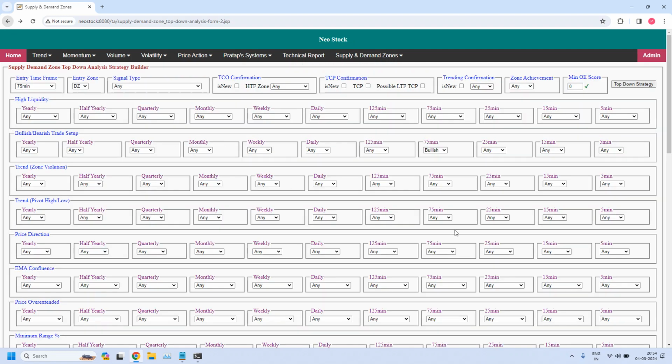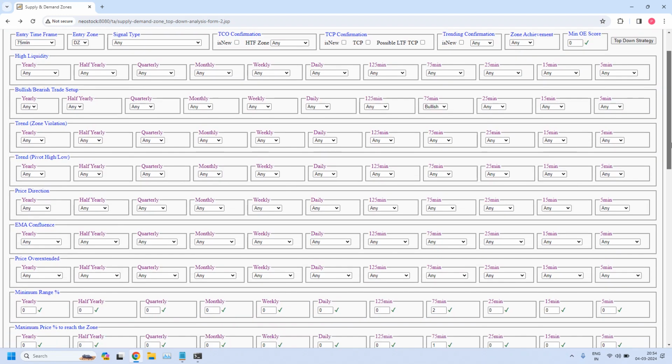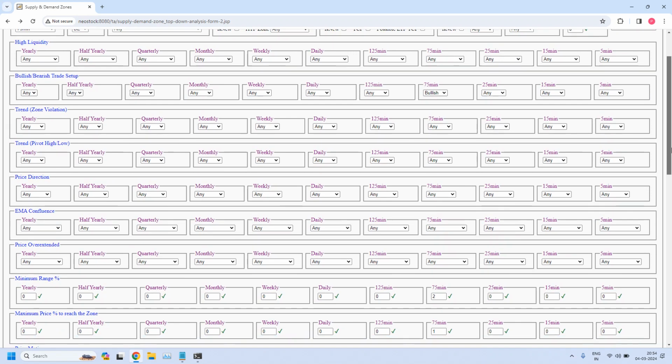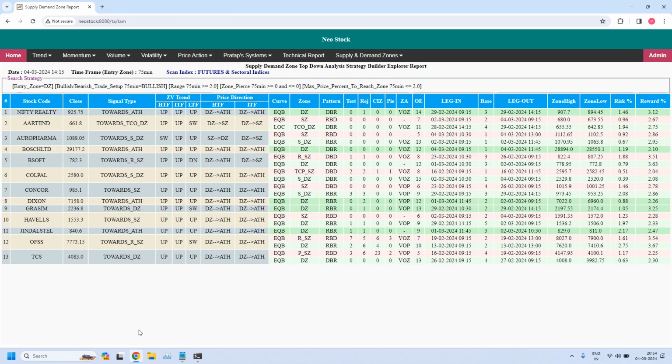Now let us see the second report within 2%. That means if the price is down by 2% tomorrow, you may get an entry. So at 75 minutes, I am changing 1% to 2%. Now let us generate. 13 stocks are filtered. Three or four stocks were already filtered in the previous report, so they are already included here. But for the remaining stocks, if they are down by 2% tomorrow, we will get an entry.